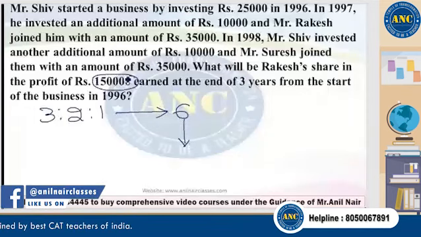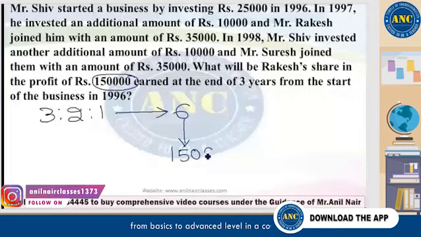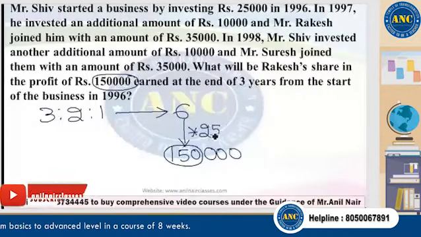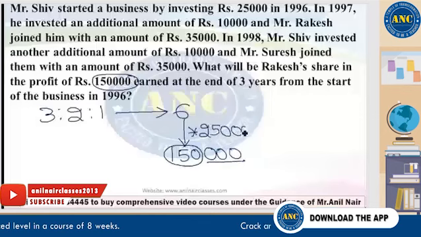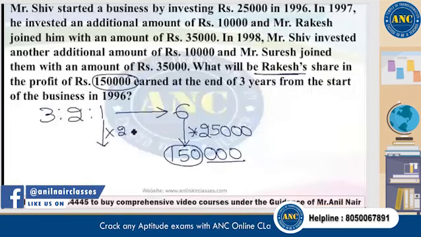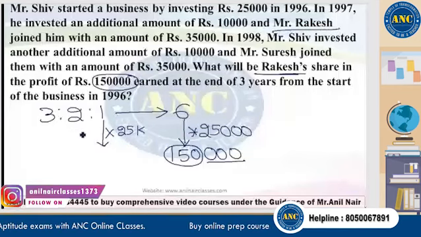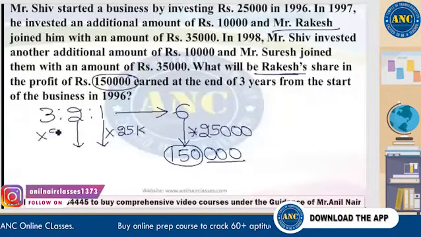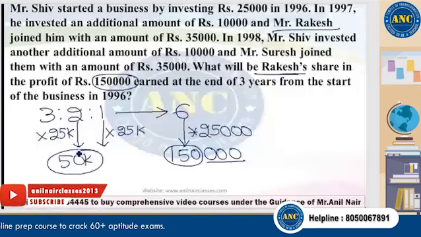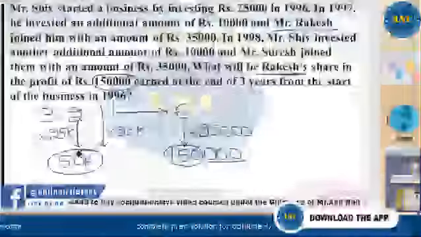The question says the total profit is 1.5 lakhs. 6 into which number is 150? 6 into 25 is 150, followed by 3 zeros. What is Rakesh's share? Rakesh is the second person, so the answer is 2 into 25,000, which is 50,000.